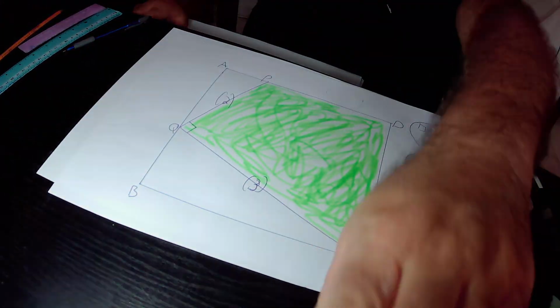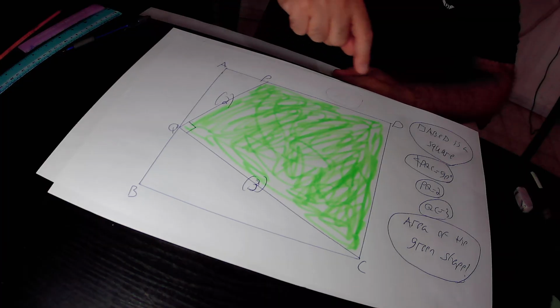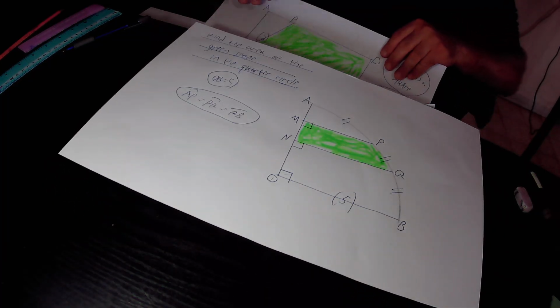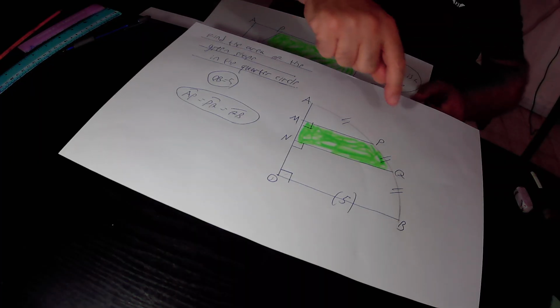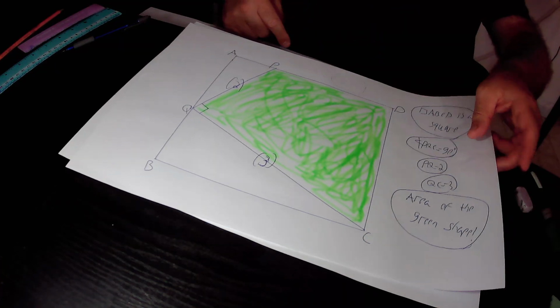And now in this lecture we'll answer two questions. In the first question, we find out the area of this green shape that is inside square ABCD. And in the second question, we find out the area of this green shape that is inside quarter circle AOB. So we'll start with the first question.